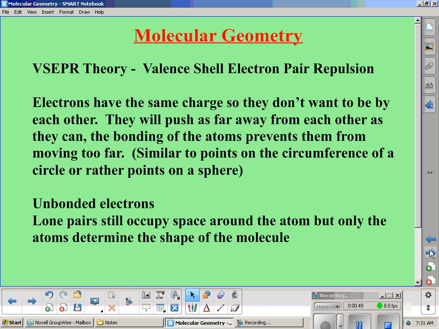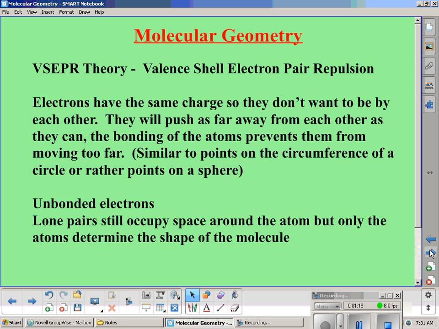Electrons have the same charge, so they don't want to be by each other. The same charges repel, opposite charges attract, yada yada yada. You've heard it before. They'll push as far away from each other as they can. The bonding of atoms prevents electrons from moving too far away. It's similar to points on the circumference of a circle or points on a sphere. These electrons can only go so far away from each other.